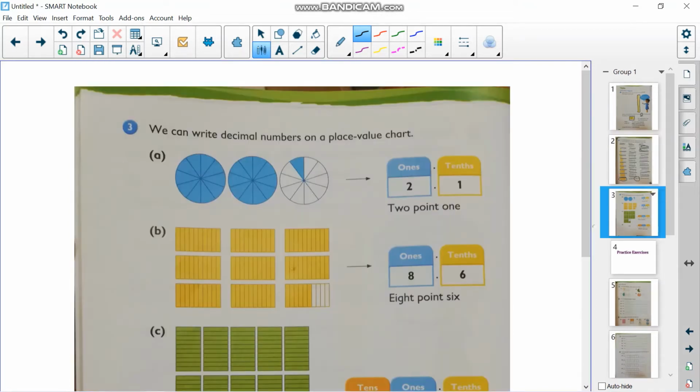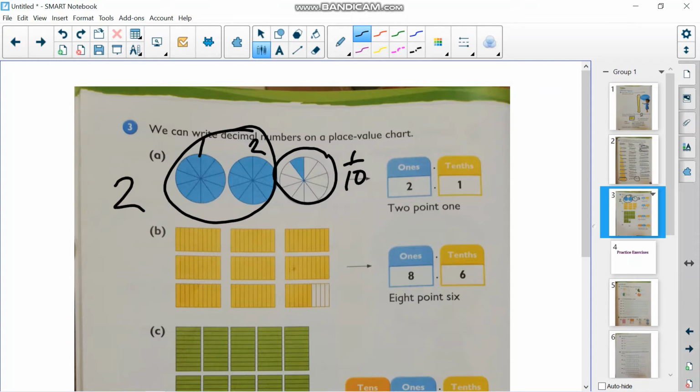Third example. We can write decimal numbers on a place value chart. Let's have a look at letter A. Look at the colored circles. Each circle is divided into 10 parts, which makes it tenths as a fraction. There are two circles which are fully colored, so that is two wholes. And the last circle, there's only one part which is colored, so we can write it as 1/10. So 2 and 1/10. In decimal, we can write it as 2.1.